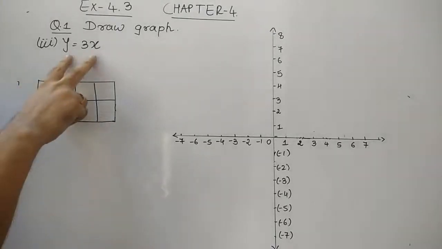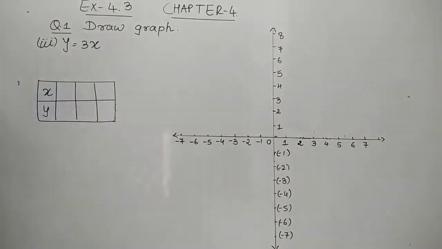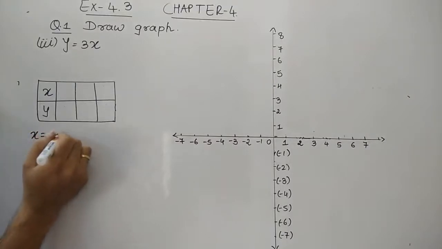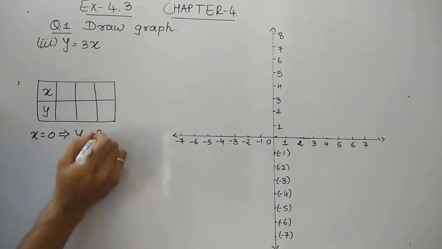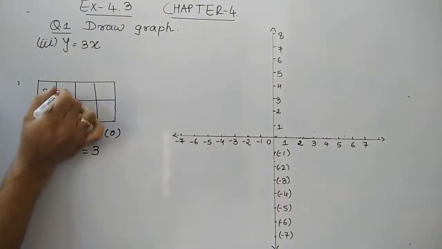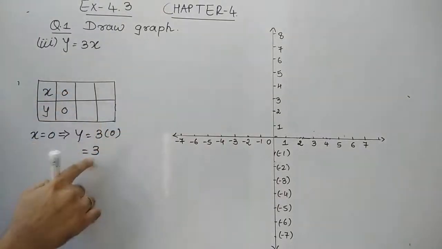So in this equation we'll suppose values for x. So let's go for x is 0. So y is equals to 3 into 0, so that is 0. So when x is 0 we obtain y also 0.